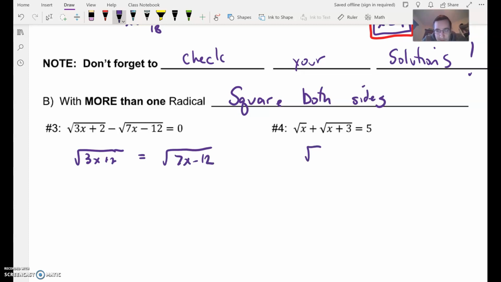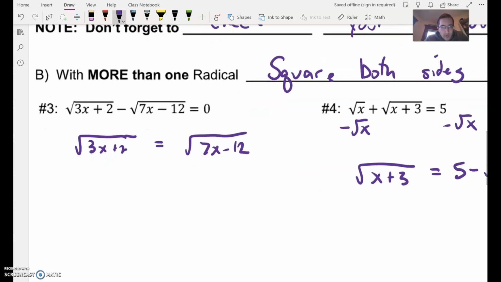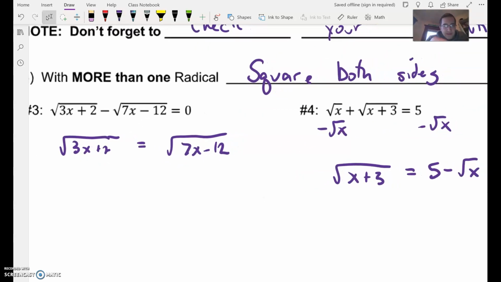And I like writing this one as the square root of x. Well, here, let's move this to the other side. So that on the left side I have the square root of x plus 3, and on the right side I have 5 minus the square root of x. See, so now we're ready to square both sides, and I think it's going to work out nicer.